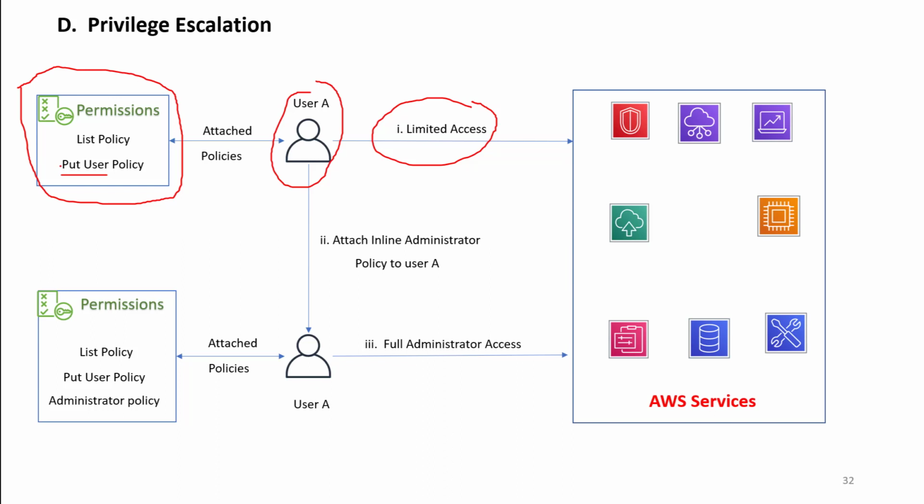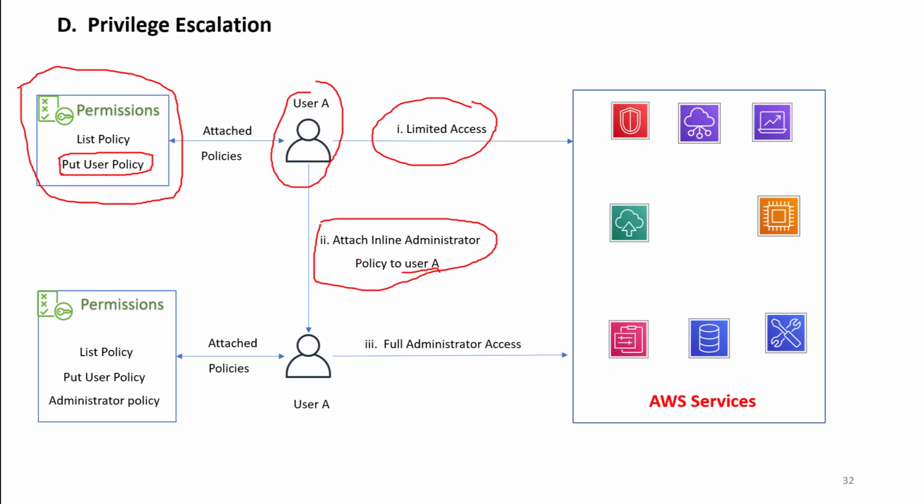So if this user has two policies, how can this user take advantage of them and perform the privilege escalation? This put user policy seems interesting because a user can change the inline policy of any other user or himself. In this case, suppose this user embedded an inline policy which is an administrator policy to this user A, because he has rights to do that using this put user policy permission.